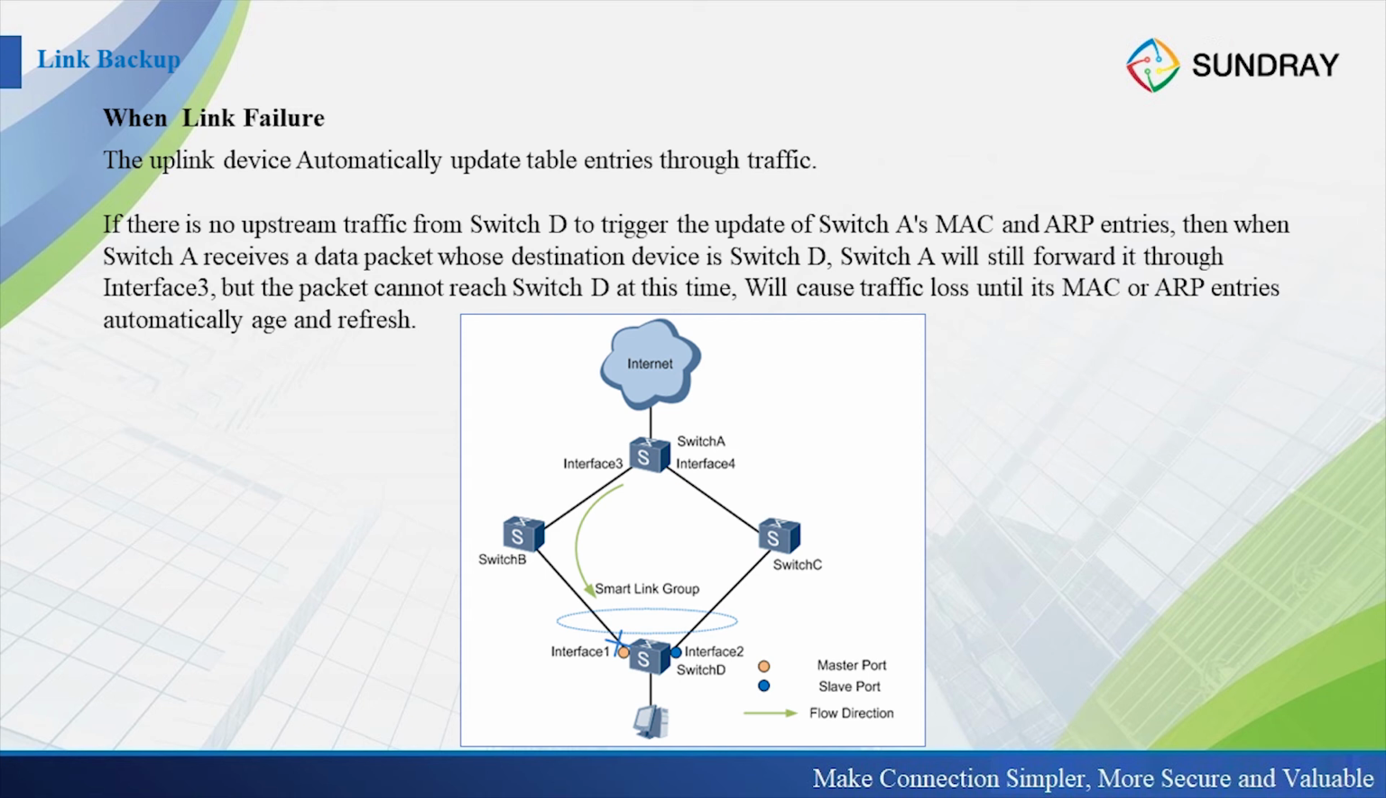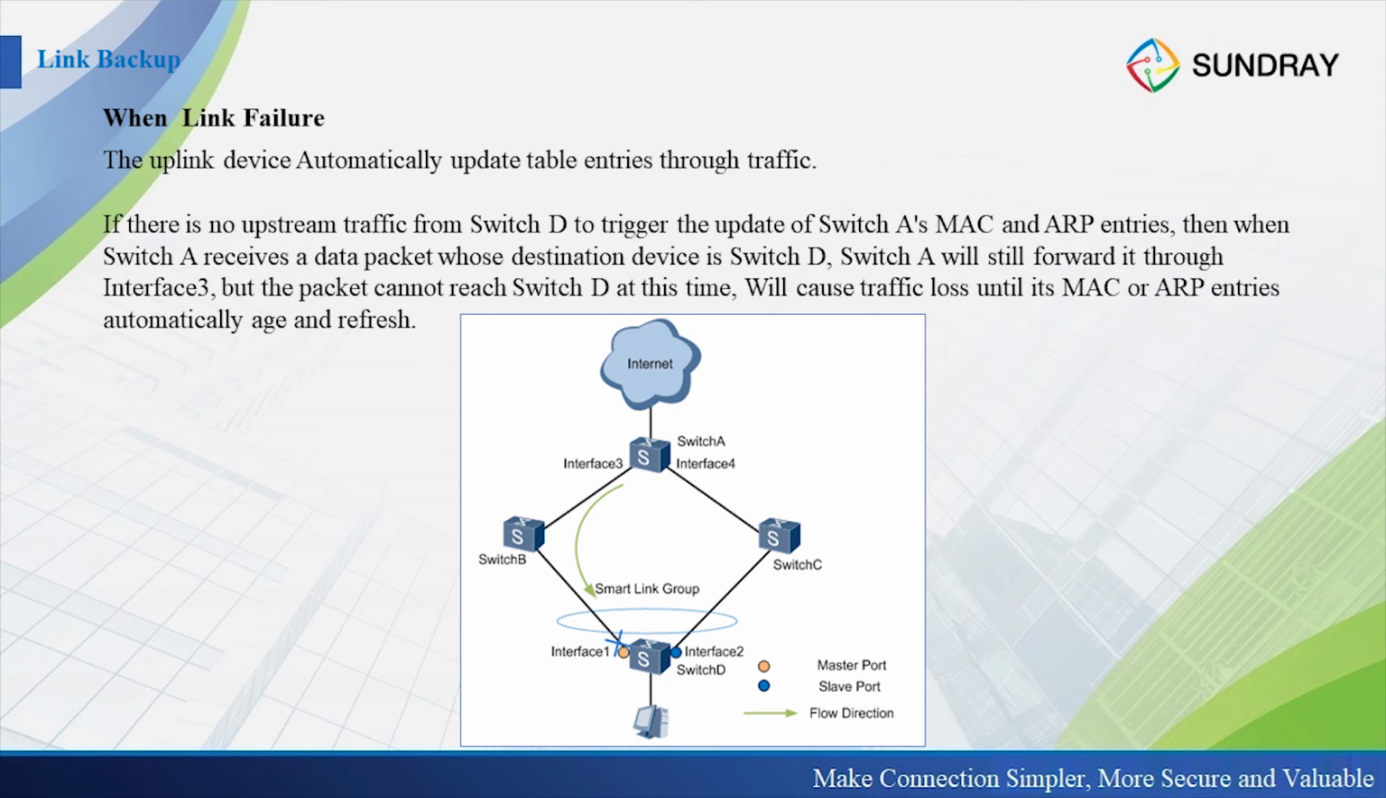whose destination device is D, it hits the MAC address table and the ARP table, which are not refreshed. So it still forwards it through interface 3 to switch B, but actually the packet is not available. So it needs to wait for the MAC address and ARP entries to automatically age and refresh. It needs to wait for the time to refresh.